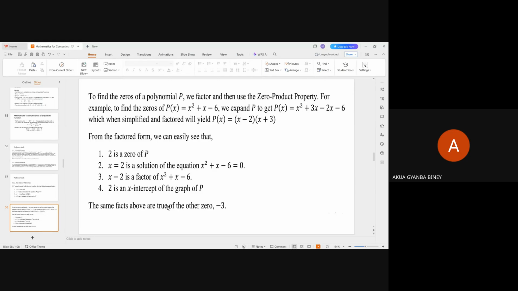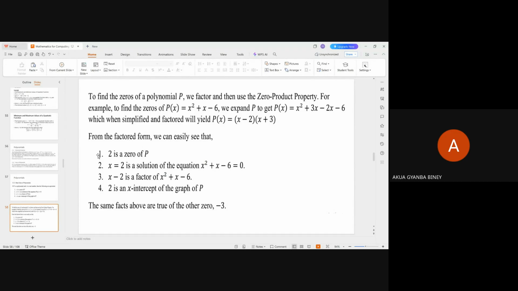To find the zeros of a polynomial, we factor and then we use the zero product property. We met it from the beginning of today's lecture. For example, to find the zeros of this, we have to expand, or in other words, factorize. Now, when we factorize, each and every one of them is a factor of the equation. So x minus 2 is a factor of the equation. Likewise, x plus 3 is also a factor of the equation.